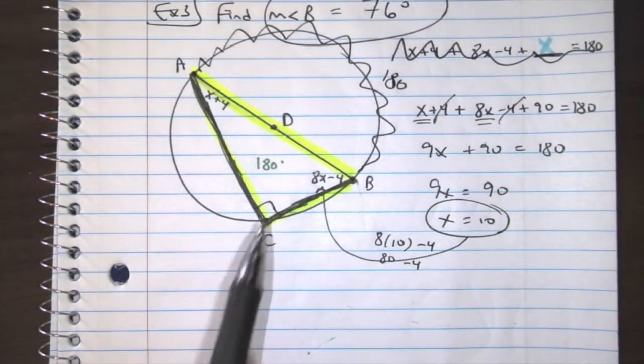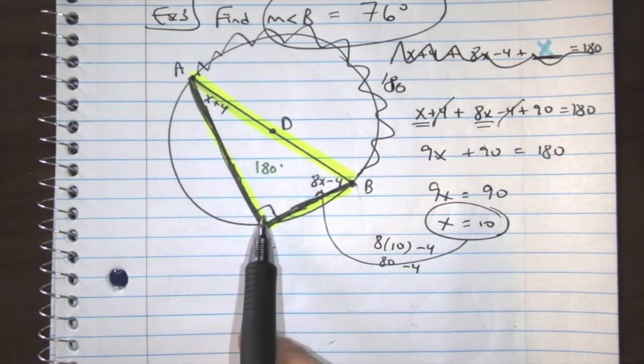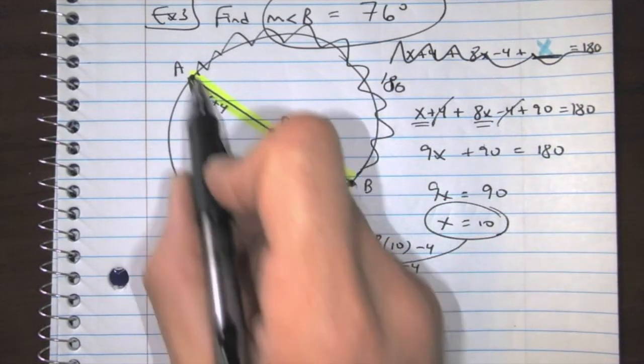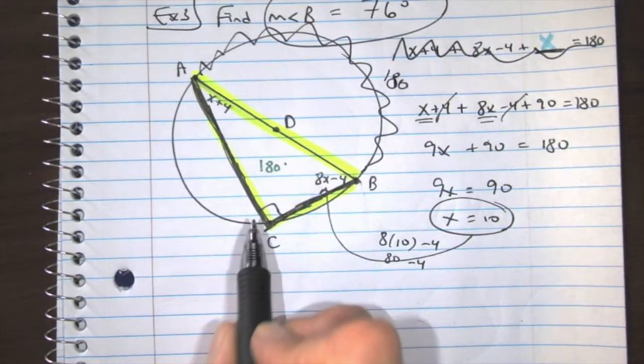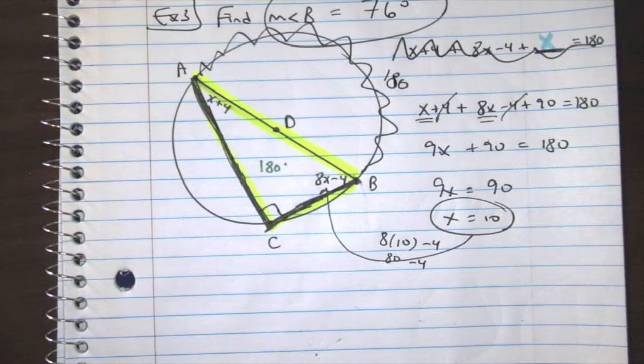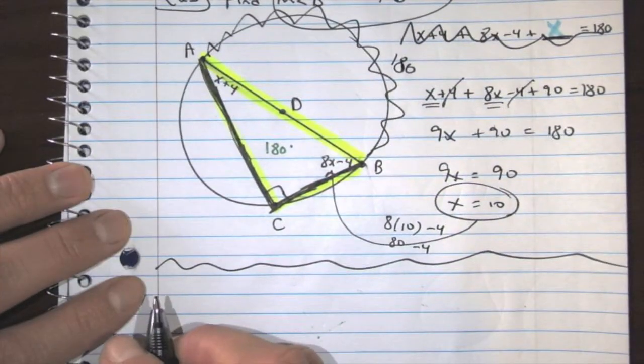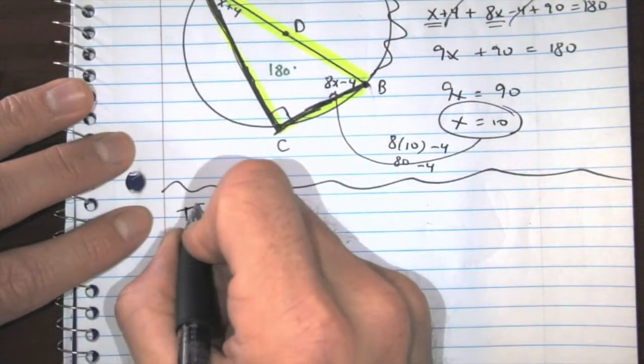Couple of these in your homework. Look out, they're not going to tell you it's a right angle in the book. You know it. An inscribed angle to a diameter has to be a right angle. That's a theorem, folks. One more theorem I got for you, and it's a pretty simple one.